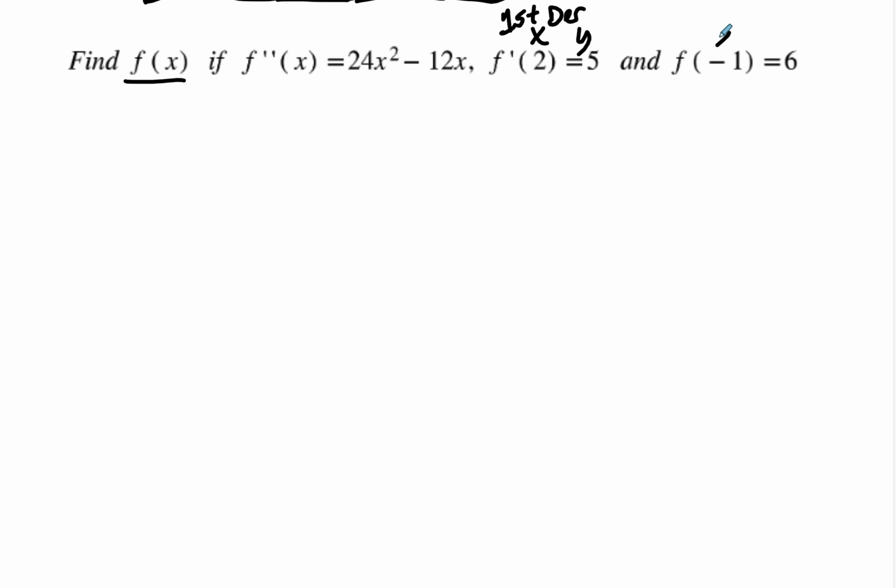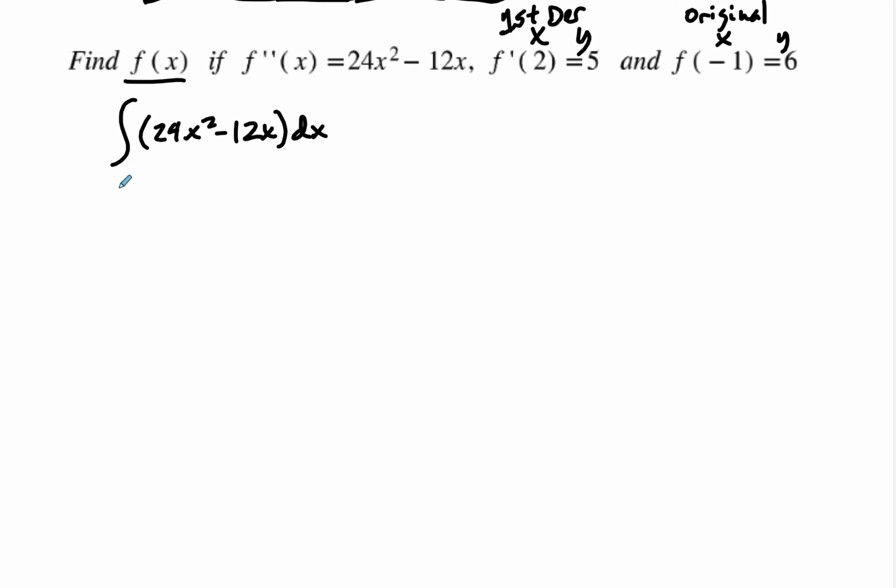And then this is just x and y in our original. Okay? So what we're going to do now is, well, we've got to work backwards, right? So let's start by taking the integral of 24x squared minus 12x. And let's go ahead and do that.